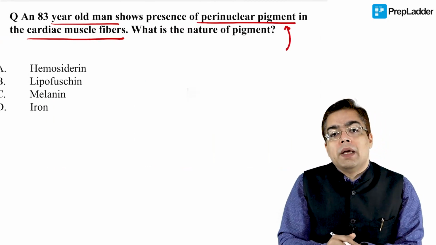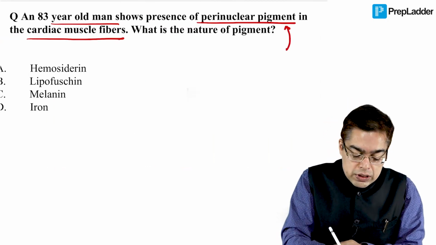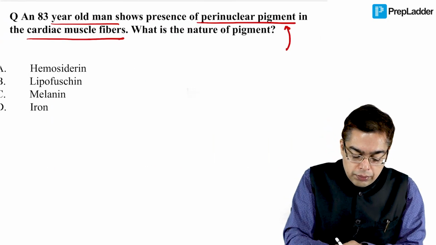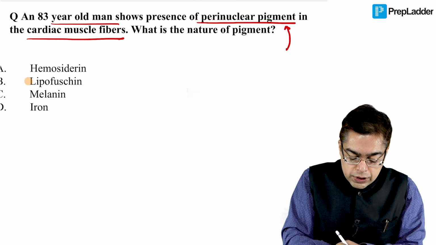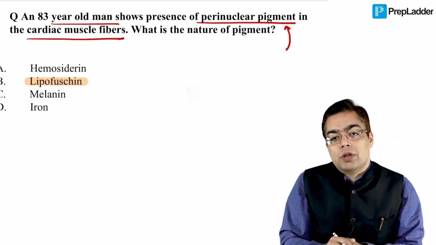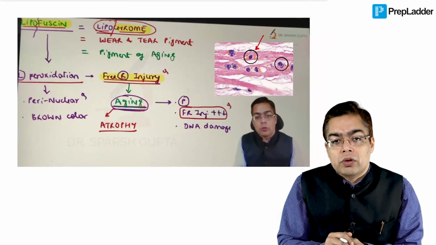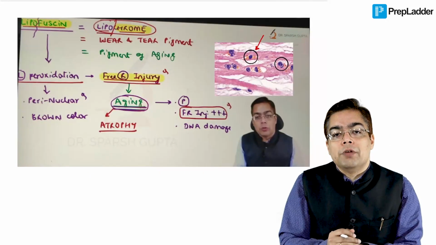And when we are talking about a perinuclear pigment, especially causing involvement of the cardiac muscle, this is something which is very clinching. We have to remember the fact over here. The answer for this question happens to be something like lipofuscin. So we talked about with respect to lipofuscin, all the points that are appearing on your screen is what I talked with you in the videos as well.